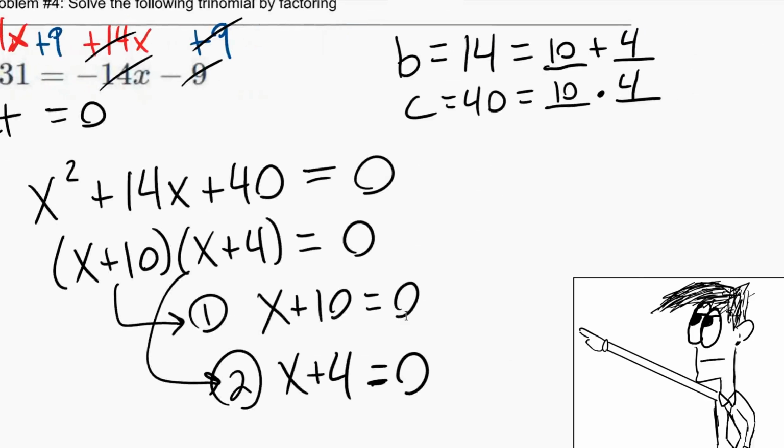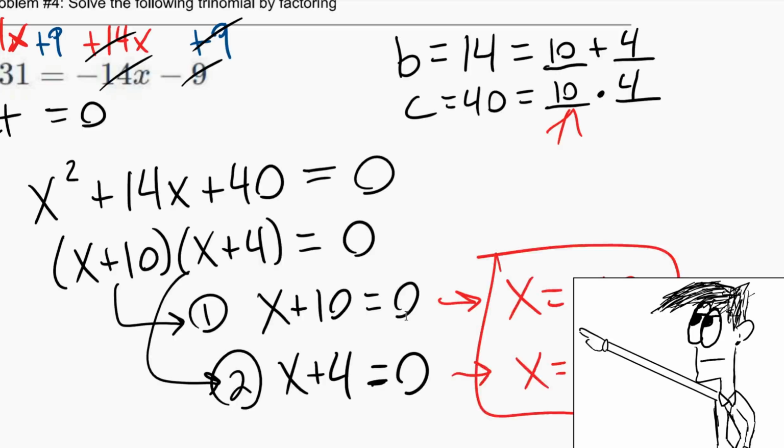And if you memorize this by just switching the signs of your factors up here, that's fine by me, because essentially that's what happens at the end. You get x equals negative 10, and then you get x equals negative 4 as your two answers.